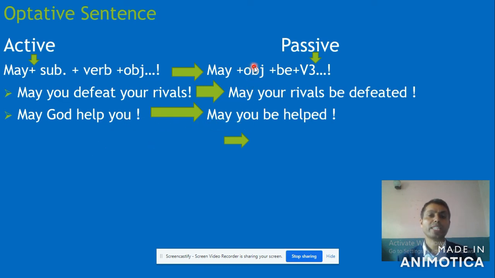This is because we need here what? Object. May you. Then we need the be verb. May you be. We brought it from this structure. Then HELP, help. This is the base form of the verb, right? Change it into the past participle form of the verb, verb 3, from the structure given here under the passive. So "May God help you" becomes "May you be helped."